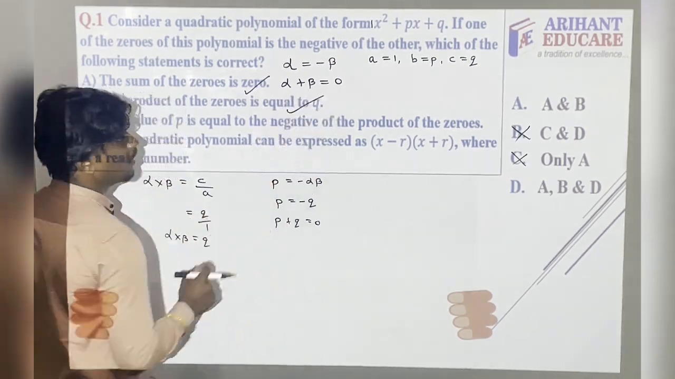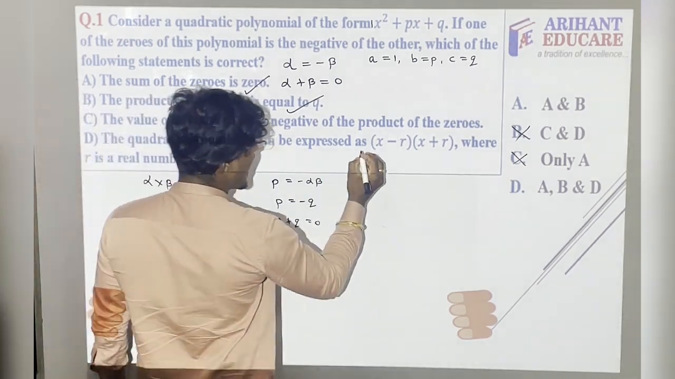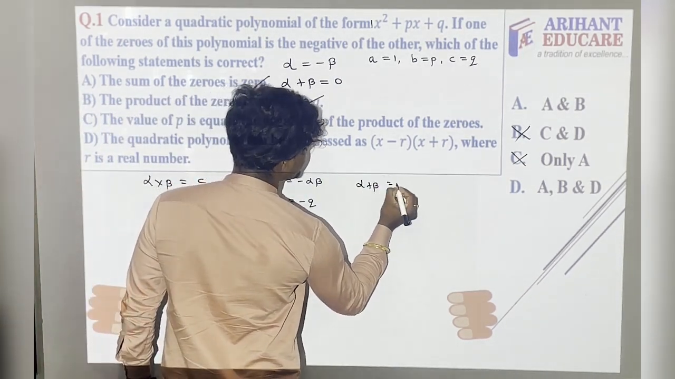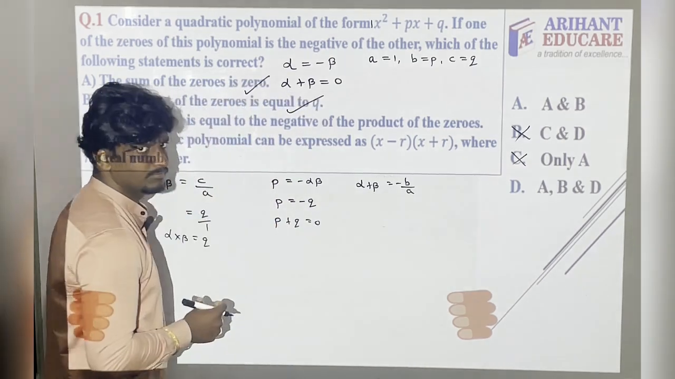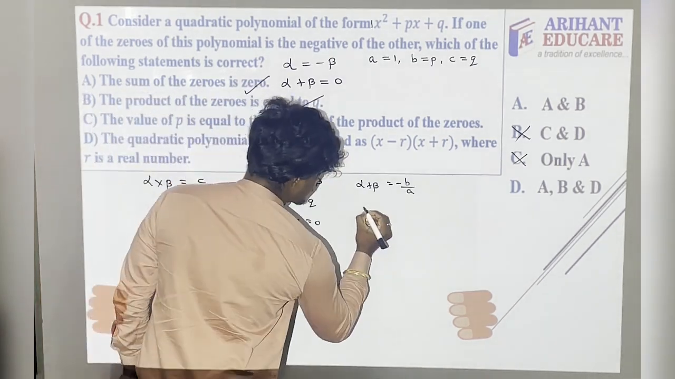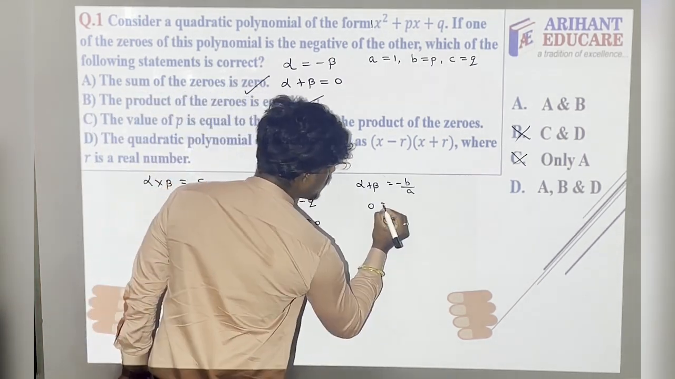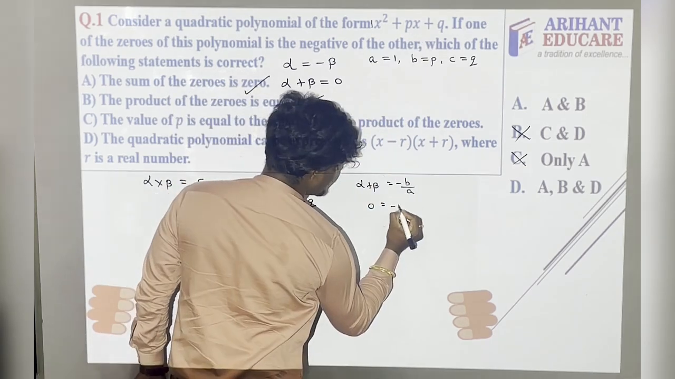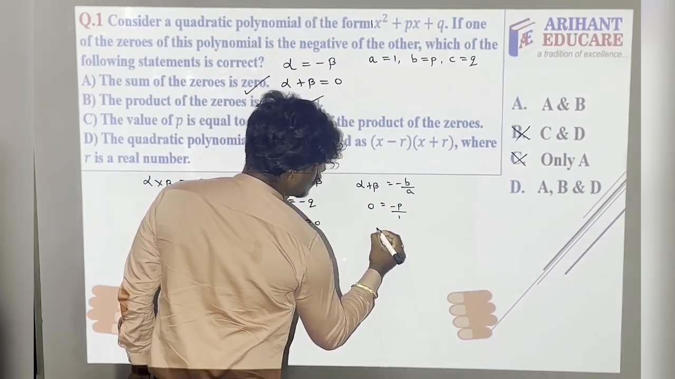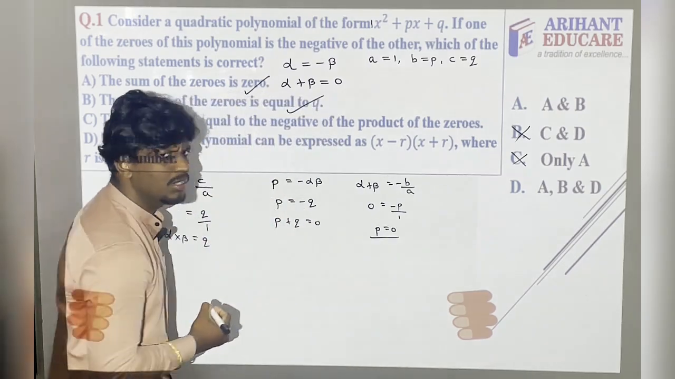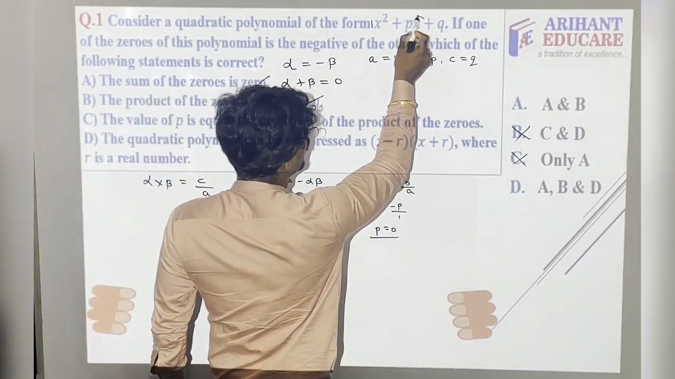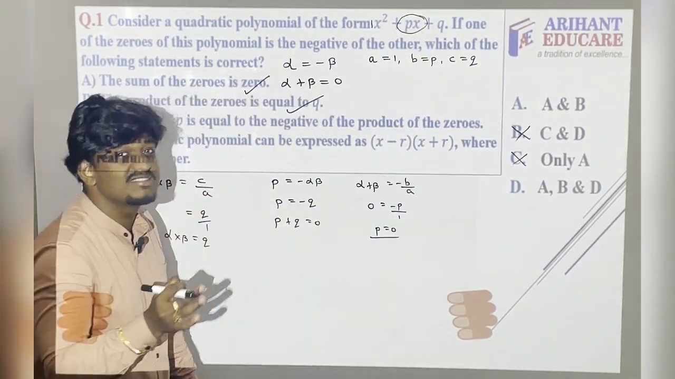When I say alpha plus beta is equal to 0, what is actually alpha plus beta? Minus b by a, right? According to our question, alpha plus beta is 0. And what is minus b here? I would say minus p upon 1. So, can I say p is 0 here? That means this whole term is 0. This term does not exist right now.